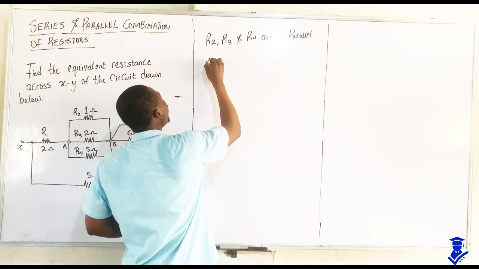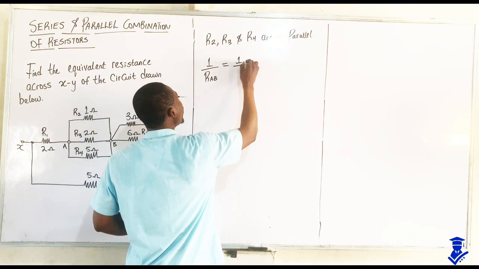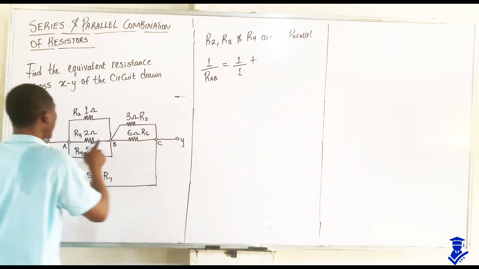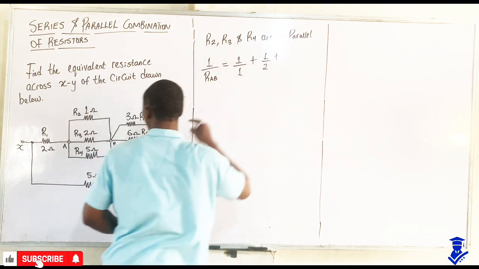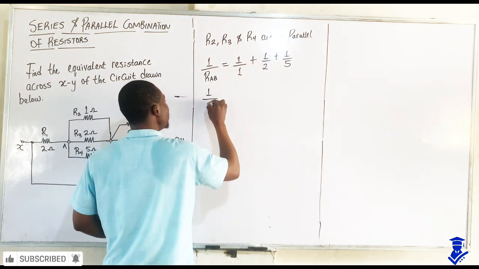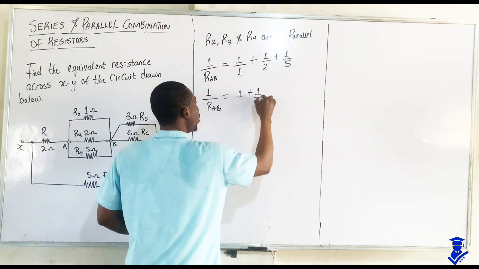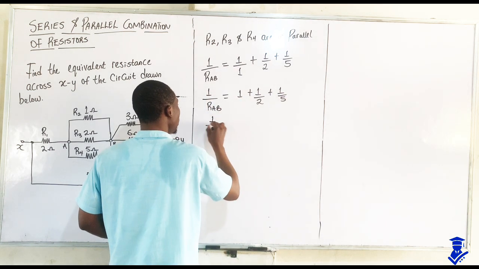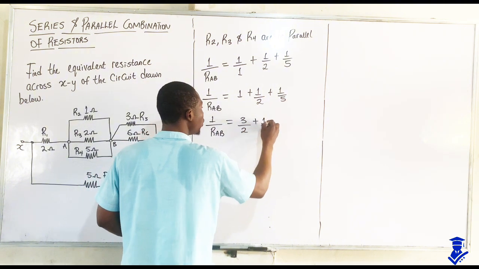So the total resistance between points A and B is going to be: 1 over RAB equals 1 over 1 plus 1 over 2 plus 1 over 5. Now, 1 divided by 1, of course, is 1, plus 1 over 2, plus 1 over 5. Now, 1 plus 1 over 2 gives us 3 over 2, plus 1 over 5.